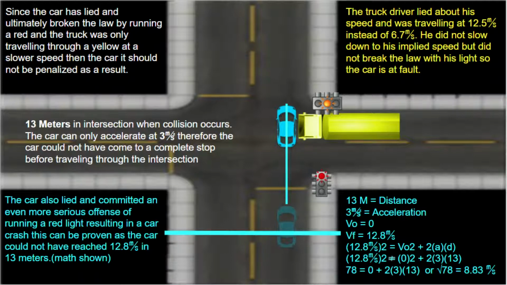The truck driver also lied. He was traveling at 12.5 meters a second instead of 6.7. He did not slow down to his implied speed, but did not break the law with his light. So the car is at fault.